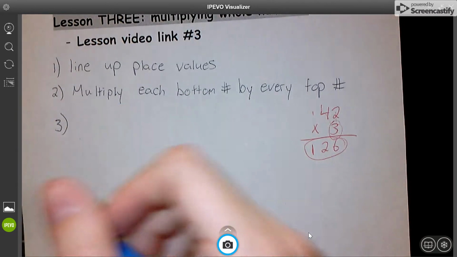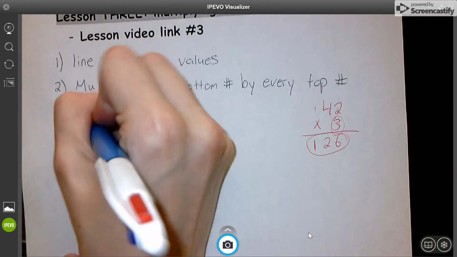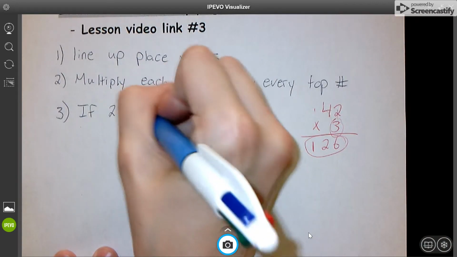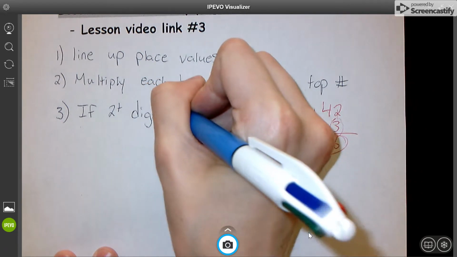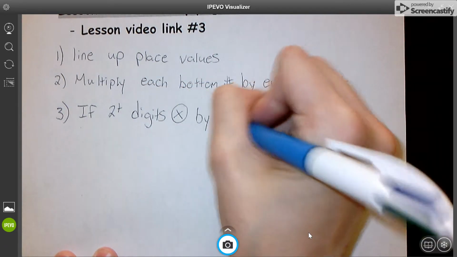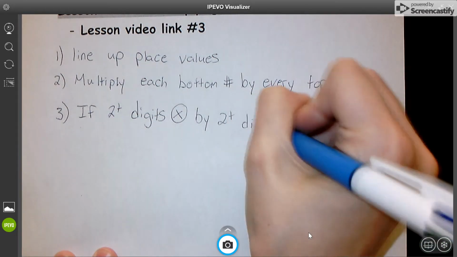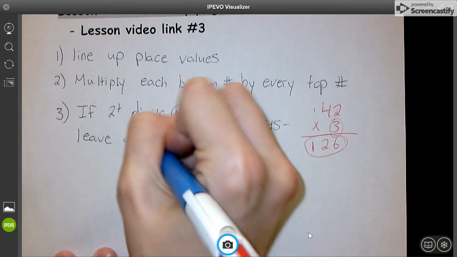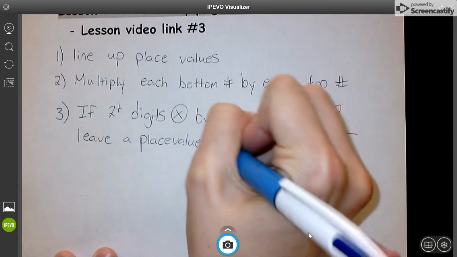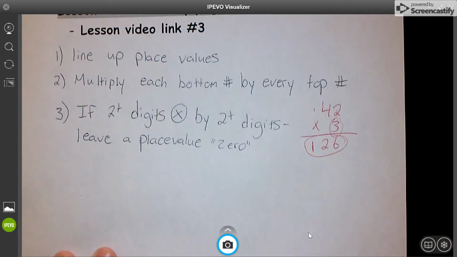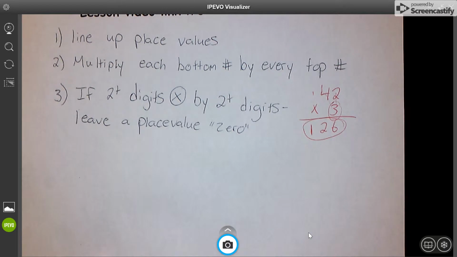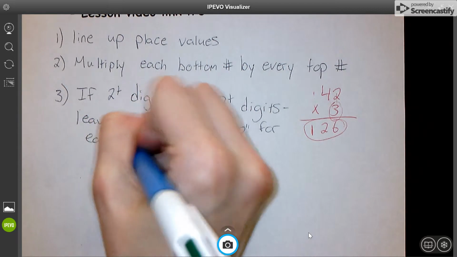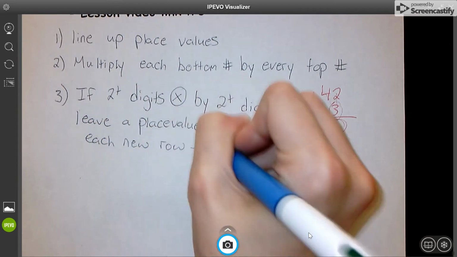If you have 2 or more digits multiplied by 2 or more digits, you have to leave a place value 0. Sometimes I call it the black hole zeros. That's sometimes what we use in class. So place value 0 for each new row, and then you add those.